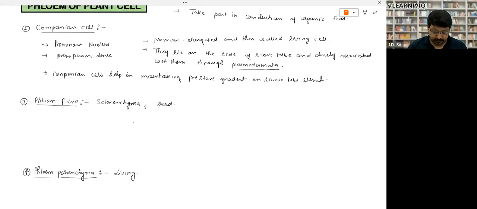Phloem fiber. They are sclerenchyma made up of dead cells. They are also called bast fiber.